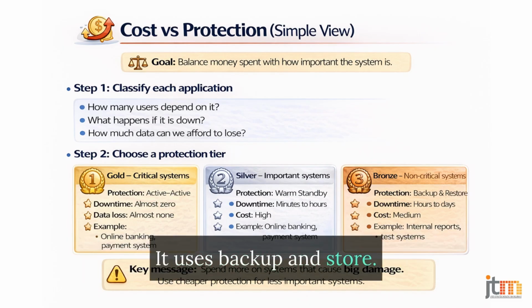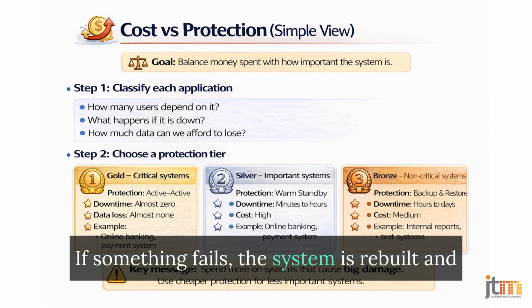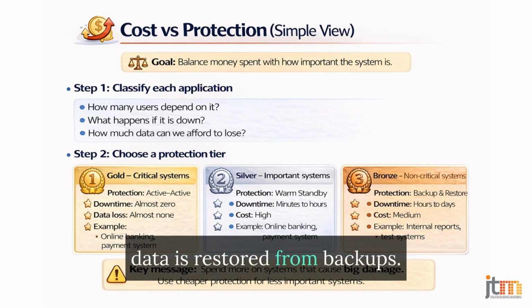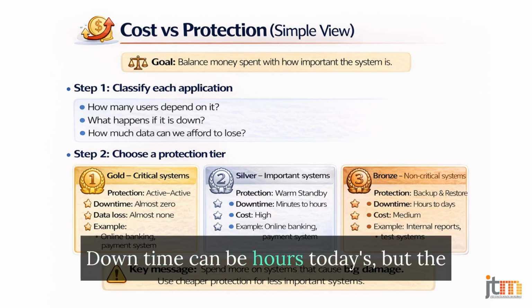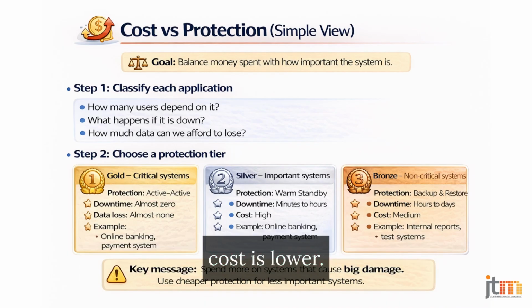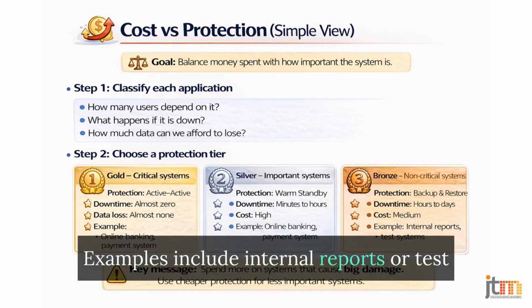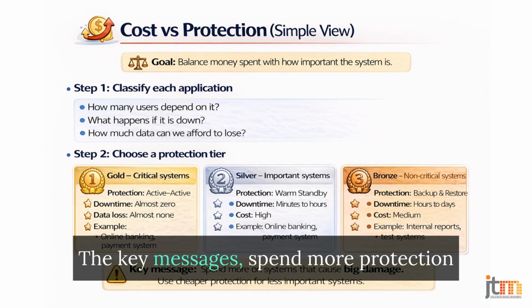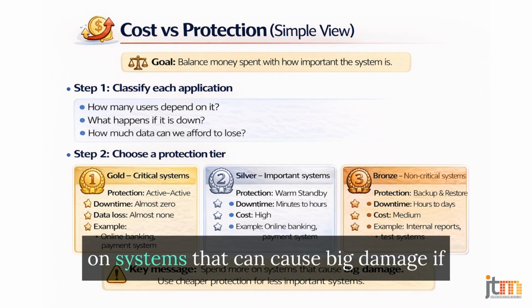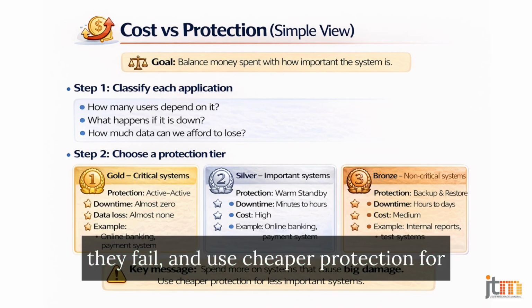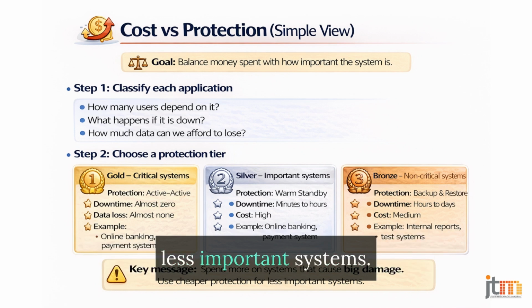It uses backup and restore. If something fails, the system is rebuilt, and data is restored from backups. Downtime can be hours to days, but the cost is lower. Examples include internal reports or test systems. The key message is, spend more protection on systems that can cause big damage if they fail, and use cheaper protection for less important systems.